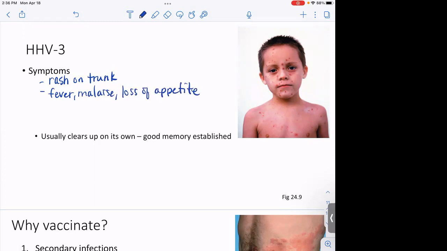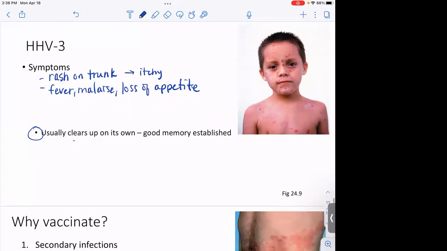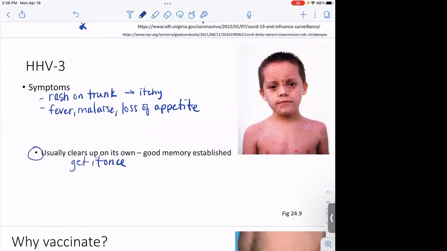That rash eventually will scab over and be quite itchy, but usually it clears up on its own. Because we get good memory cells developed from that, usually people never get it again. We usually only get it once. There are some exceptions. Sometimes when young babies get it, they don't get as good memory established and might get it again. Maybe somebody had a really mild case and ends up getting it again, but usually they get it once.